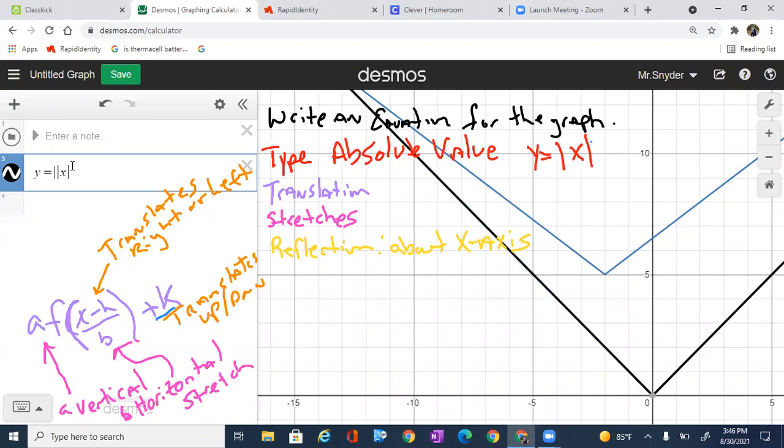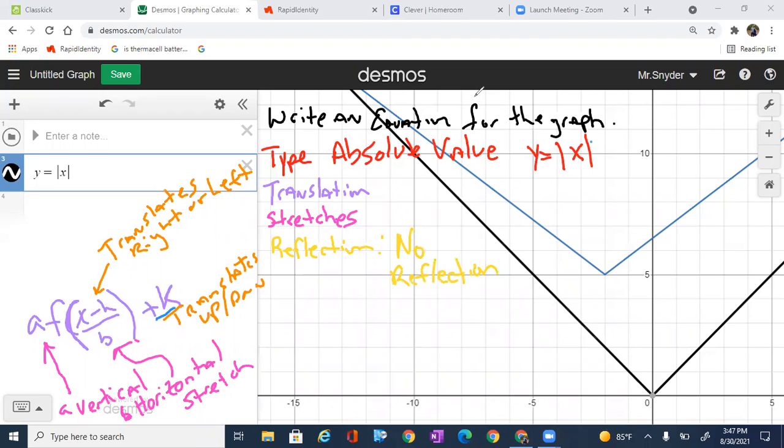Now, the second thing I'm going to ask myself is, is there a reflection? Okay, well, in this case, there is not a reflection, because they open in the same direction. So there is no reflection. And because there's no reflection, there's no negative a value or negative b value.